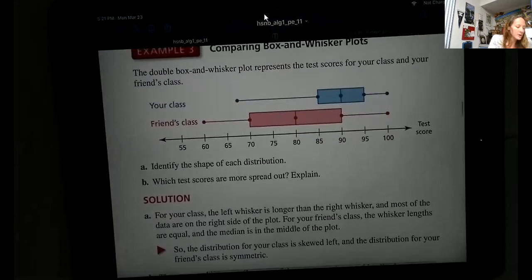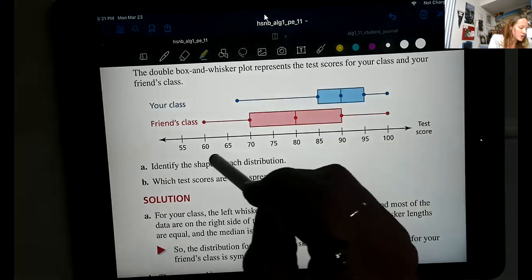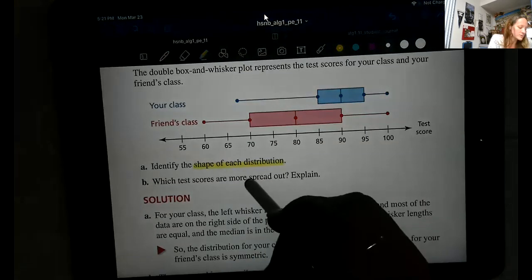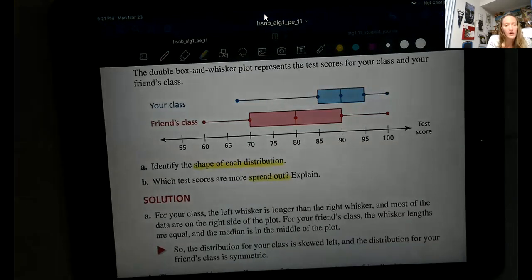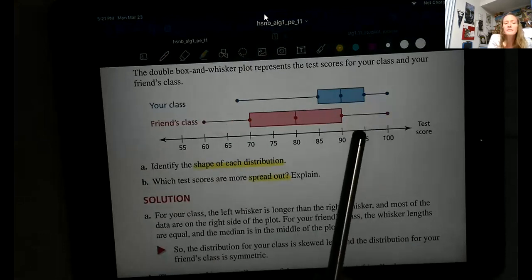Like if you guys look at this one, this example number 3 in comparing box and whisker plots, if you look really closely at the terminology, it's going to look so similar about the shape of the distribution, which one is more spread out, why it's spread out. And this one, if you guys just went with your gut, your intuition, wouldn't you say the Friends class was more spread out? But what would your reasoning be?